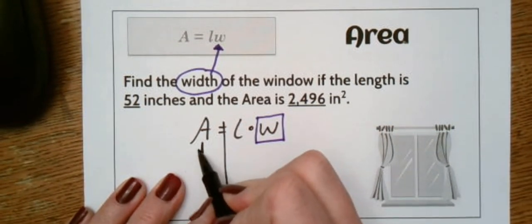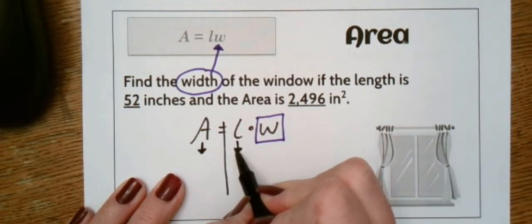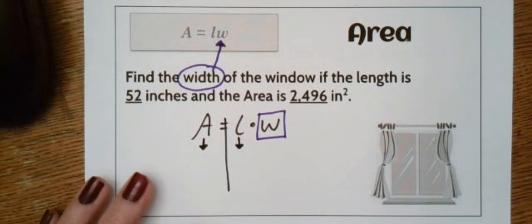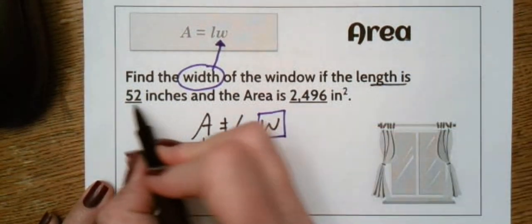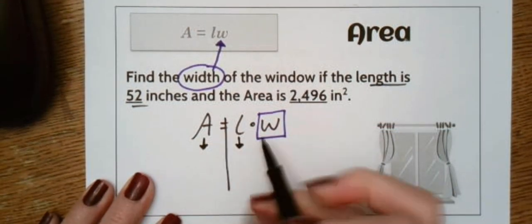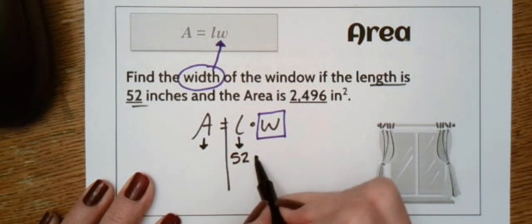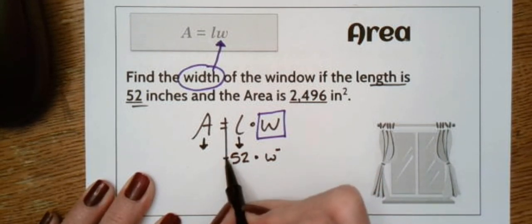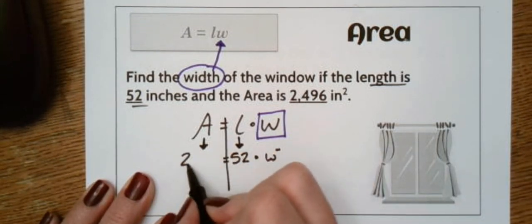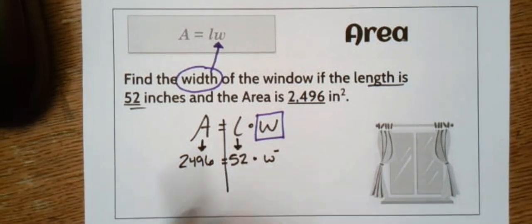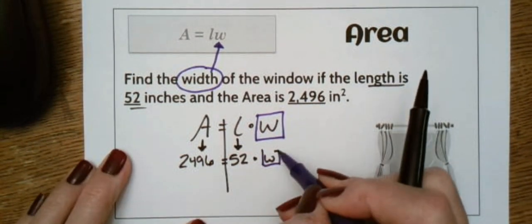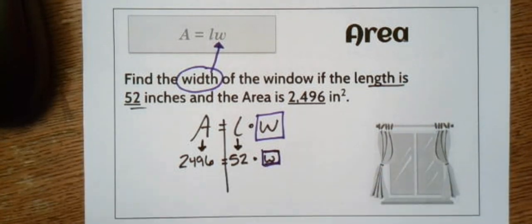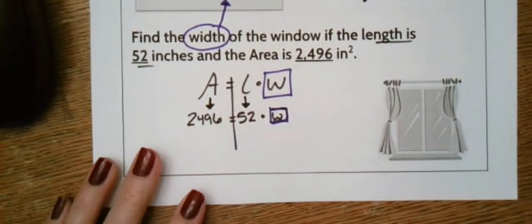Okay, that means that I need to replace or substitute A and L with a number. So let's read this again. The length is 52 inches. Let's plug 52 in for L. And then the area is 2,496 inches squared. So I have my numbers substituted into the formula, and now I'm ready to solve for W.